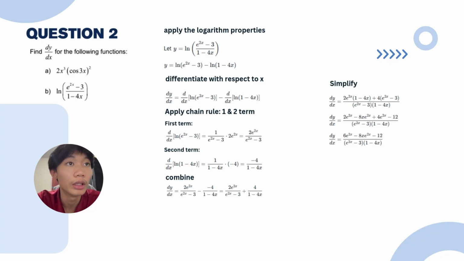dy over dx equals 2e to the 2x times 1 minus 4x plus 4 times e to the 2x minus 3, over e to the 2x minus 3 times 1 minus 4x. The final answer is dy over dx equals 6e to the 2x minus 8x e to the 2x minus 12, over e to the 2x minus 3 times 1 minus 4x.